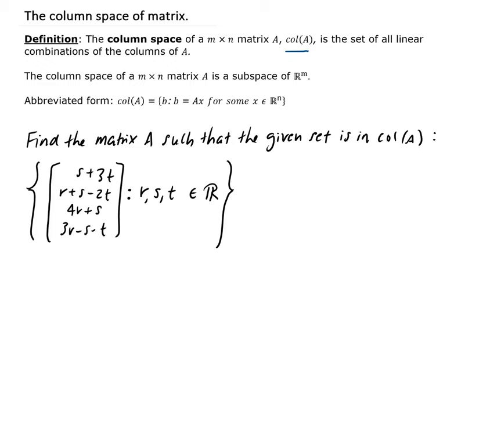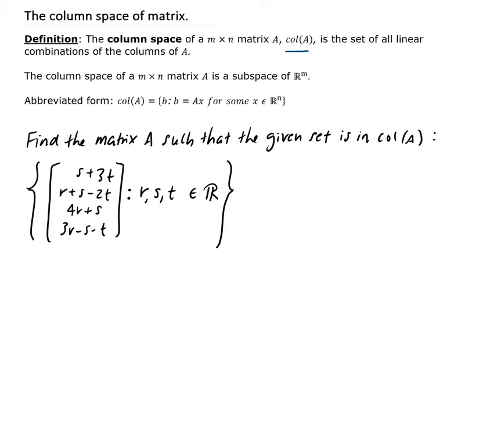So the abbreviated form of this is just the collection of the vectors b, where b is equal to Ax for some x, or where x belongs to Rn. What this means is that if we have a system Ax equals b, and we want to solve that for some vector x, then if the solution exists, that means vector b belongs in the column space of A. If there's no solution, that means b is not in the column space of A.